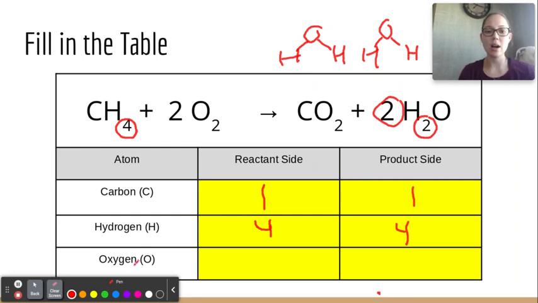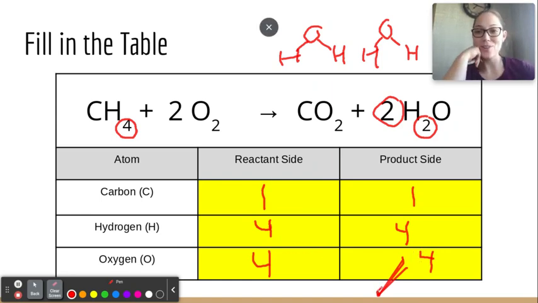Now we want to look at our oxygen molecule. So we can see here that we have 4 oxygen molecules from our reactant side. And now we need to look at our product side. And we can see that we have 2 here, plus another 2 from our 2 water molecules. So that also gives us 4 oxygens total.